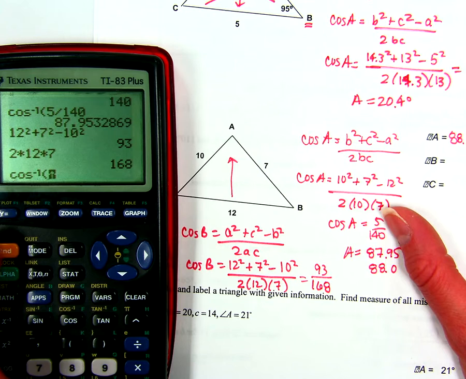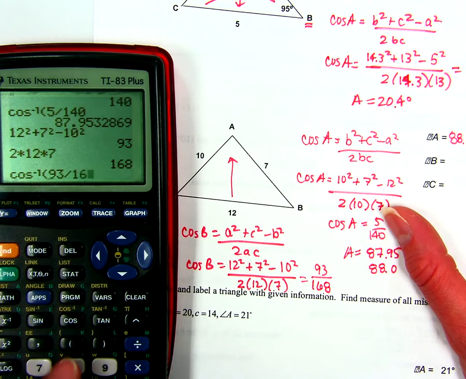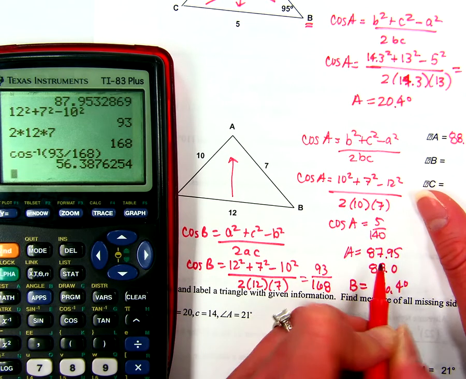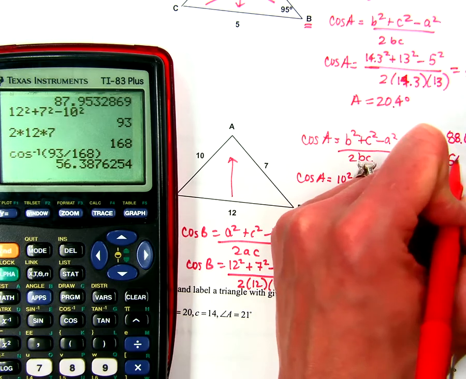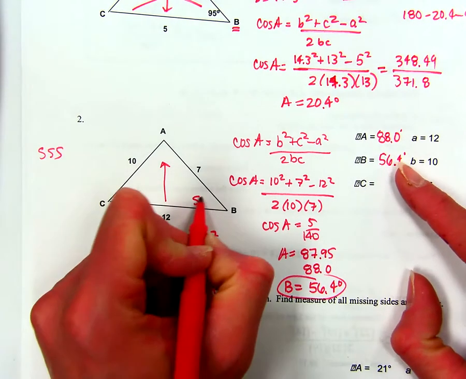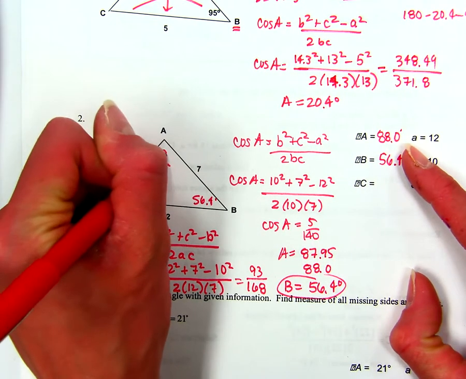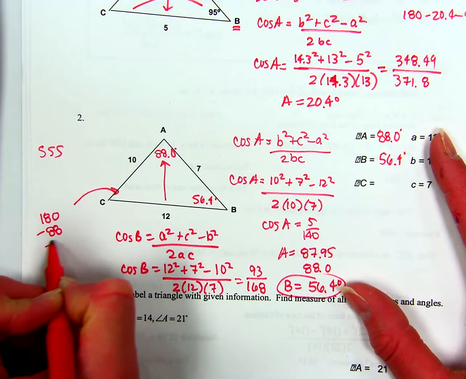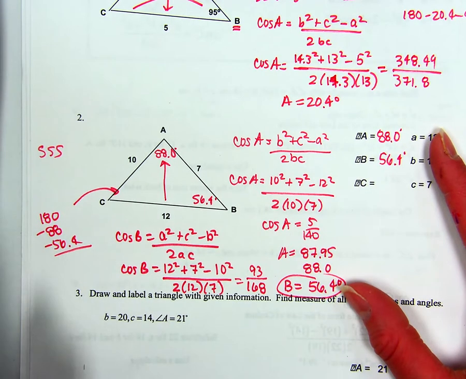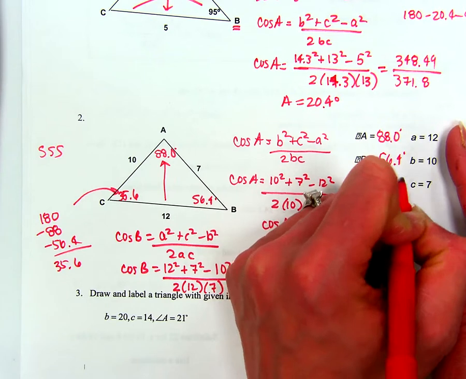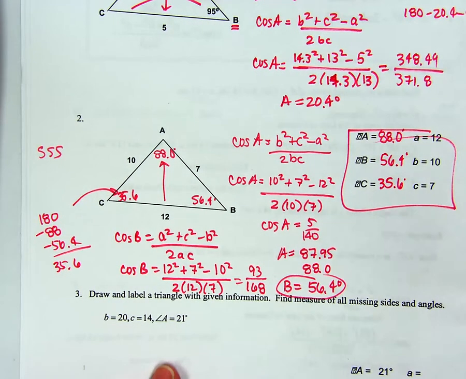So now I'm going to do inverse cosine of 93 divided by 168. That gives me angle B to be 56.4 degrees. I'm going to fill that in. Notice now I've got two of my angles. So how do I find the missing third angle? Just subtract from 180. 180 minus 88 minus 56.4 gives me 35.6. Now I have all of my sides and all of my angles labeled, and I'm all done.